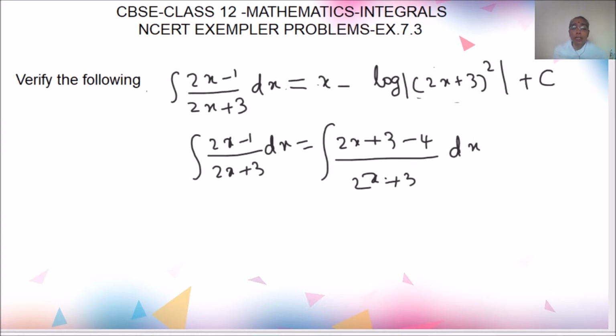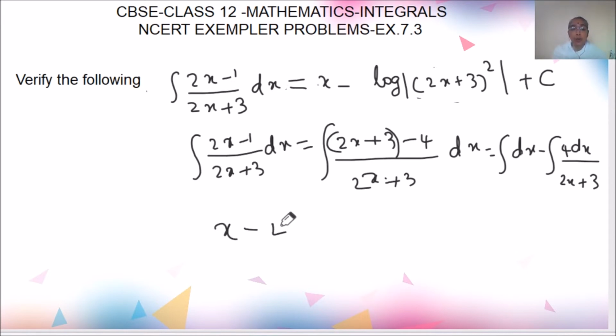So when we split the integral, what happens? This (2x plus 3) divided by (2x plus 3) dx will give us only dx. So integration of dx, and the second part is negative of integration of 4 dx divided by (2x plus 3). Fine. So the integration of the first part dx is only x, and next one, minus 4 is outside. We can take the constant outside. Integration of dx by (2x plus 3). Integration of dx by x is log mod x. Here this will be log mod (2x plus 3).